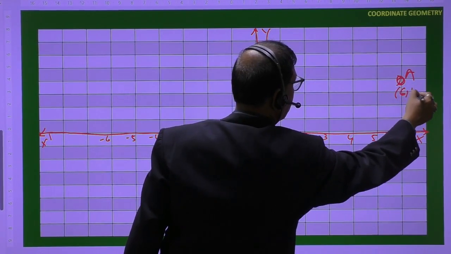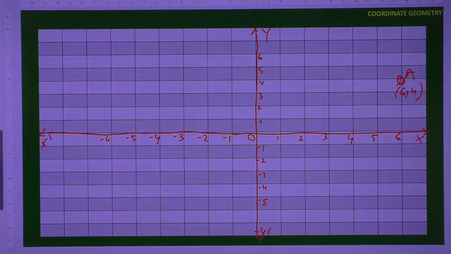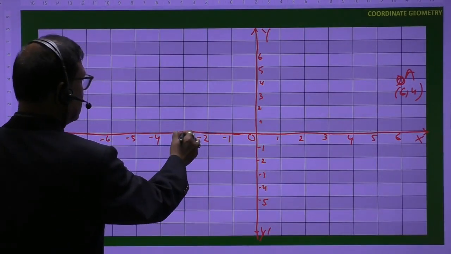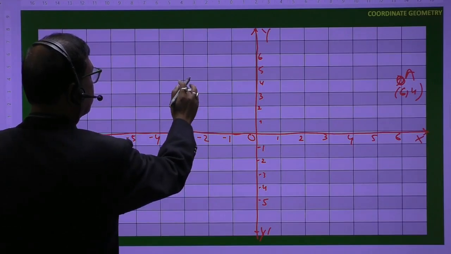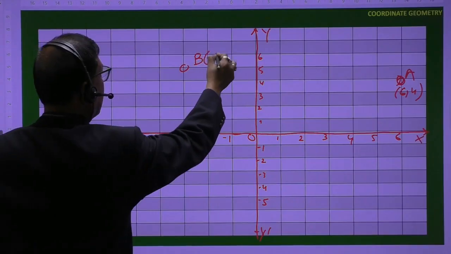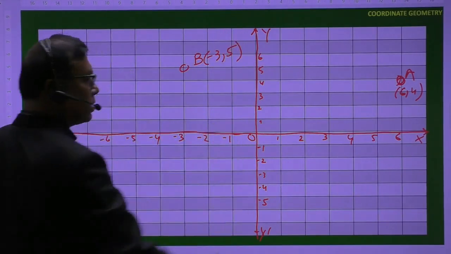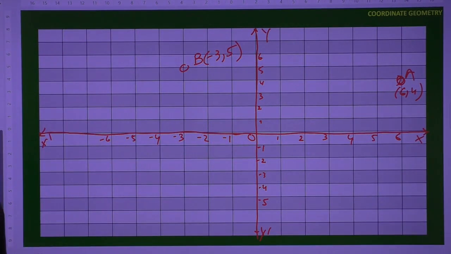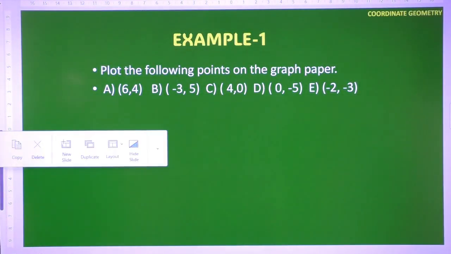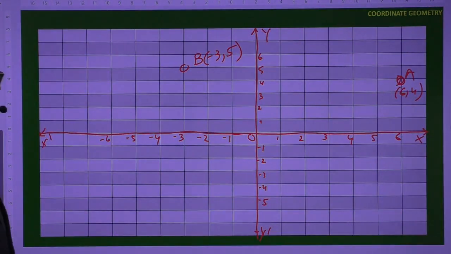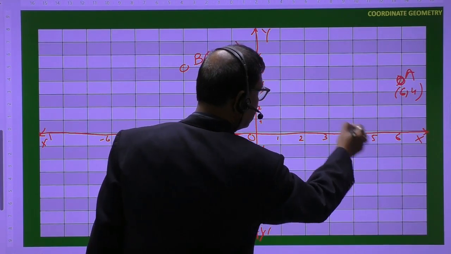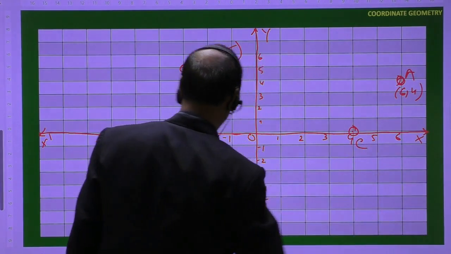6 comma 4. Second point is minus 3 comma 5. That means x is minus 3, then 5: 1, 2, 3, 4, 5. This position. So this is B point. Minus 3 comma 5. Yes, this part is clear. Now part C, that is 4 comma 0. 4 means here, and 0 means stop here. So this is C point.